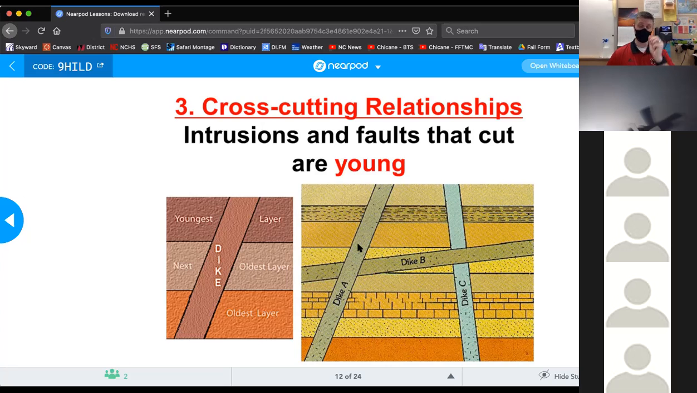As far as determining which one is oldest, you can think of it as kind of like layers. So which one is on top? If each feature is a layer, which one would be on top? And since dike A is unbroken or undisturbed, it's the newest, youngest thing.